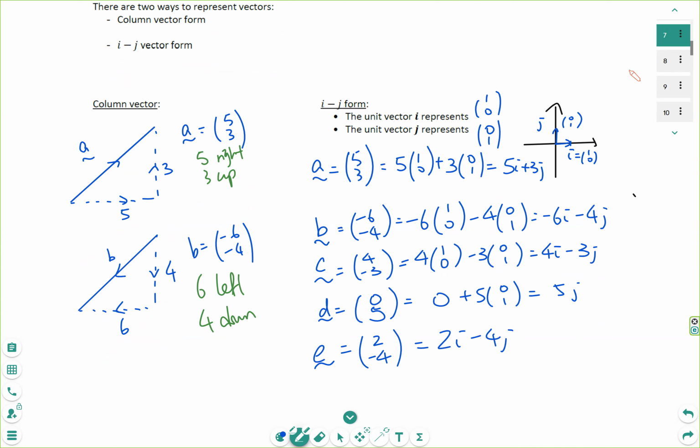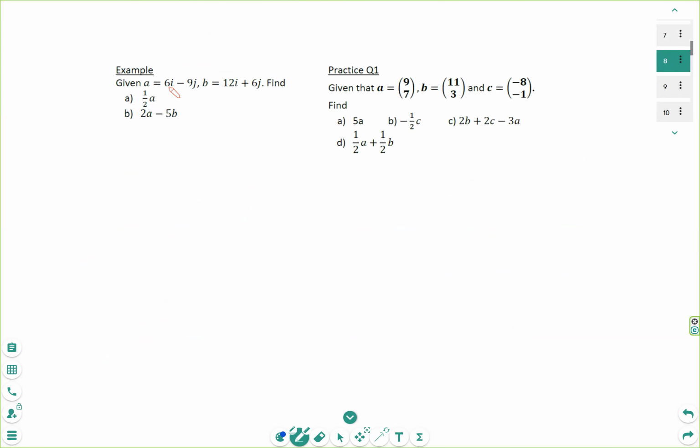Okay, example: A equals 6i - 9j. Before we start, just to get you used to using i and j, if we start from the origin, where is the vector 6i - 9j pointing? 6i - 9j is 6 to the right and 9 downwards. So that will be this way. That's A. Just to give you an idea of where 6i - 9j is. And B is 12i + 6j. So 12 to the right, 6 up, probably like this. That's B. This diagram is not relevant.